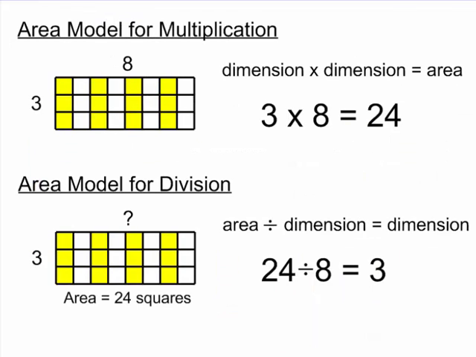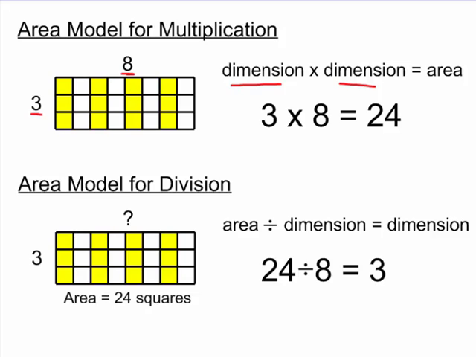So if we look at our area model again, just a quick refresher, the dimensions, those are the outside numbers. So the outside dimensions multiply to get the area, or how many squares are on the inside. So in this case, 8 times 3 or 3 times 8 gets me 24 squares. So can I use this for division?